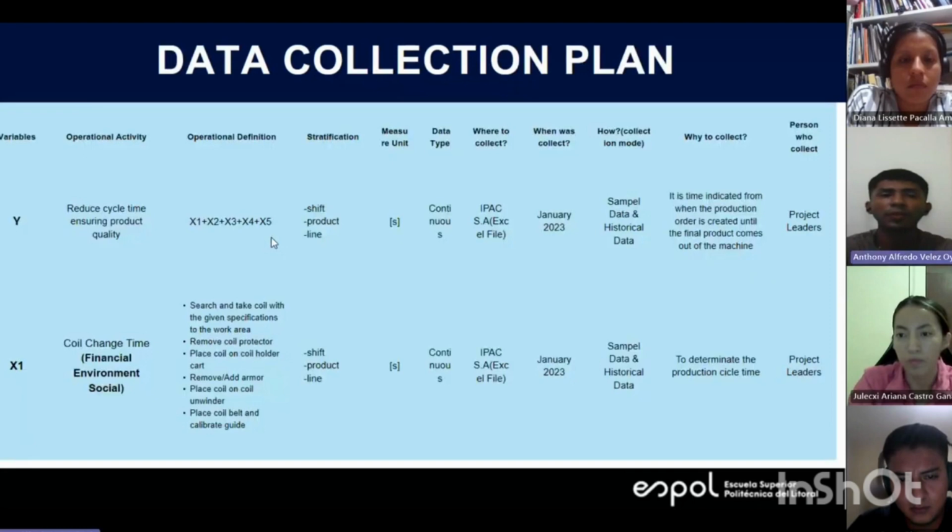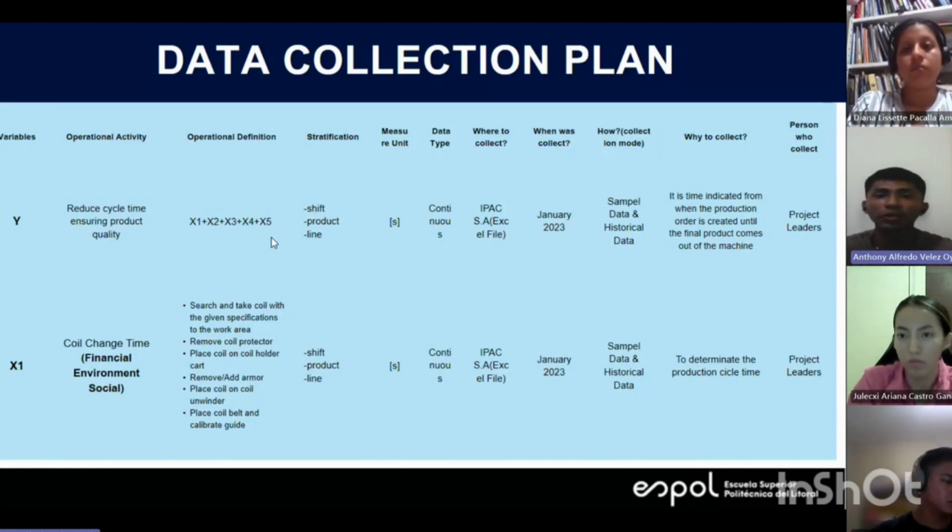We have the data collection plan with the variables, the operational definition of each variable, and the stratification, as we said: sheet, product, and line. The measure, in this case, is all in seconds, and the data type is continuous for all variables. Where to collect: in this case at IPAC SA, collected in January 2023. How to collect: we will use sample data and historical data for all variables. Why to collect, and the person who collects, in this case the project leaders.